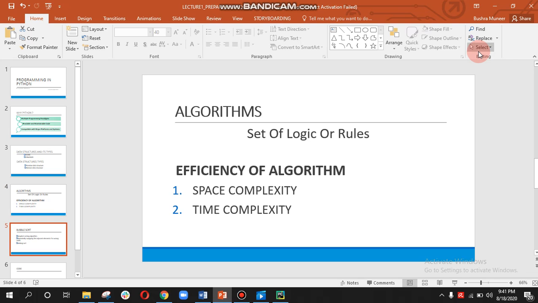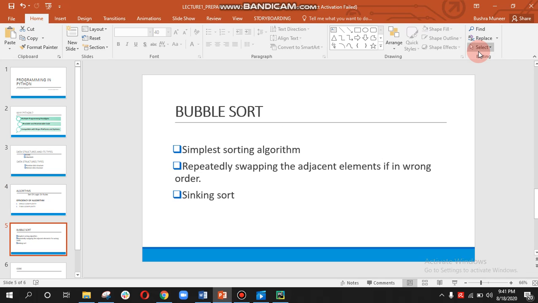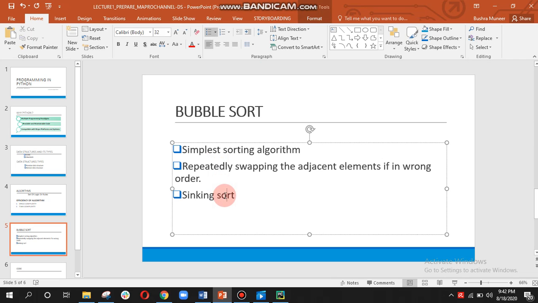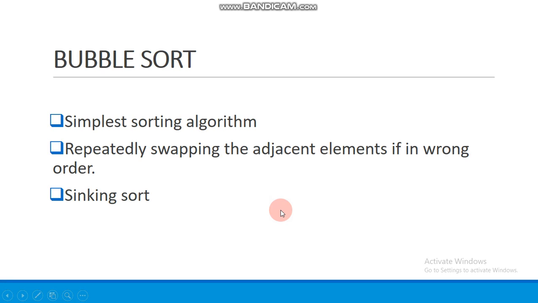Proceeding further, today we'll discuss bubble sort, which is the simplest sorting algorithm that works by repeatedly swapping the adjacent elements if they are in the wrong order. Bubble sort is sometimes referred to as sinking sort. Alright, this is what the theory is about, and now proceeding to its code.